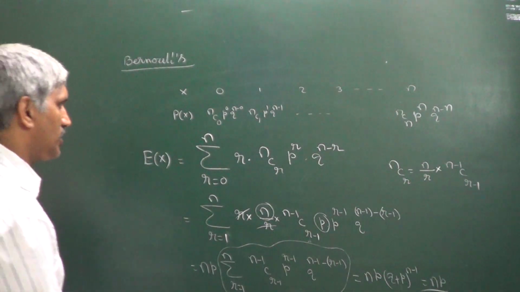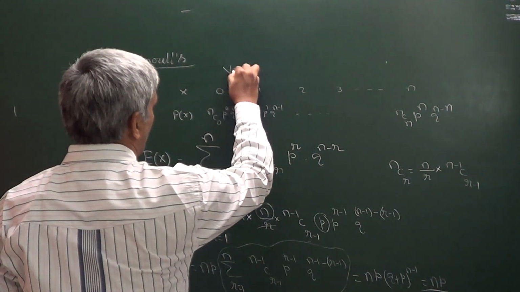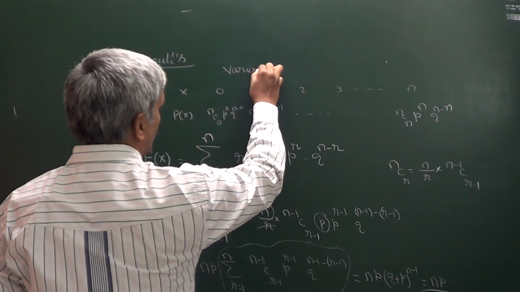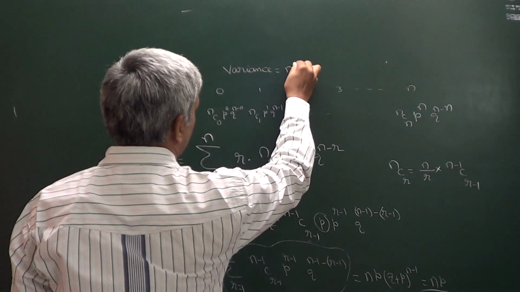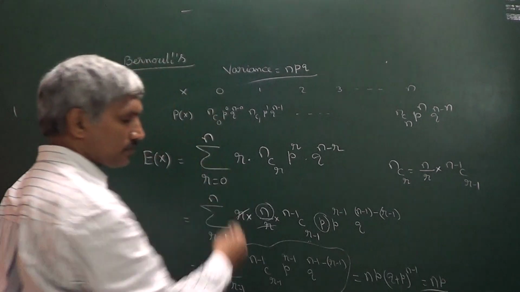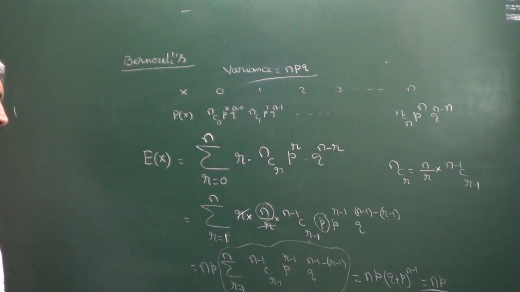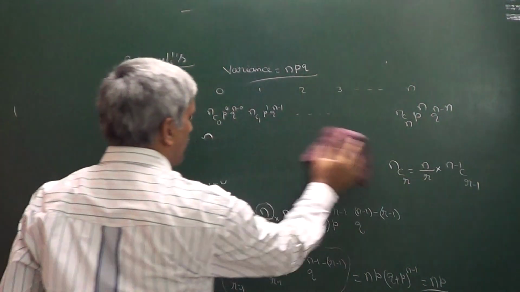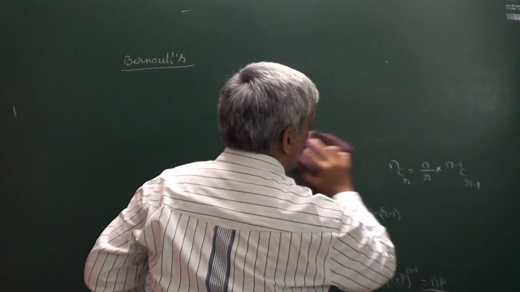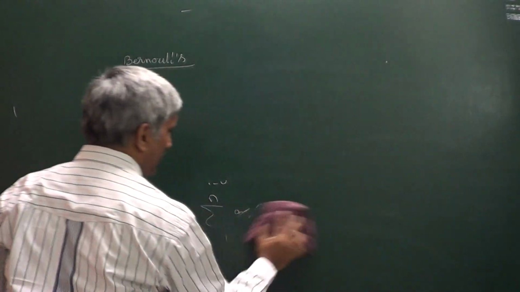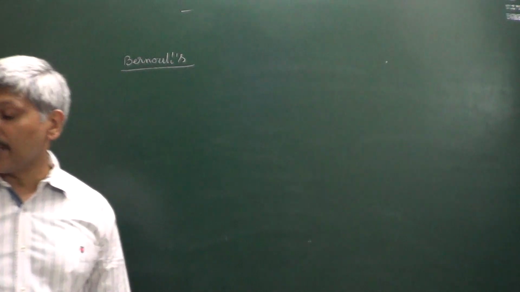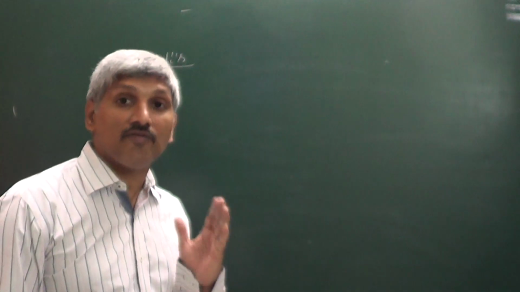In the similar way we can show the variance of the binomial distribution. Variance is equal to npq. Mean of the binomial distribution is np. Variance of the binomial distribution is equal to npq. At the same time we can say mean is always greater than variance.